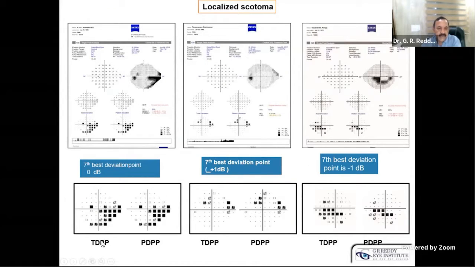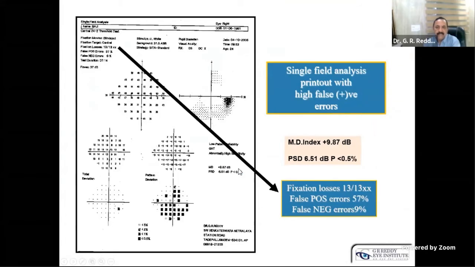So always I told you to see both probability plots as a single unit. When they look exactly similar, the seventh best deviation point is 0. If the pattern plot contains fewer scotomas, the seventh best is on the minus side. If the pattern deviation probability plot shows more scotomas, the seventh best deviation point is on the plus side.